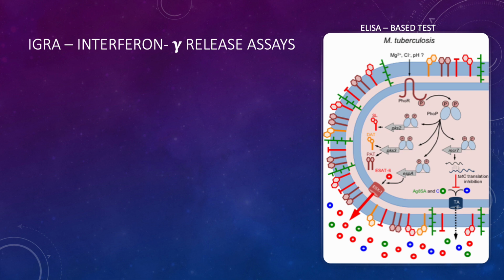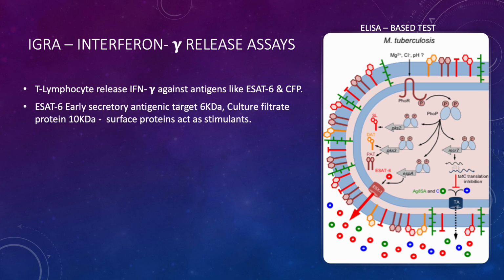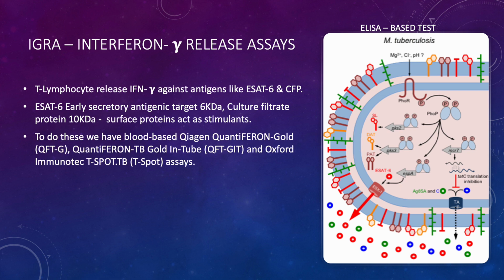So ELISA-based test, this is the IGRA, interferon gamma release assay. As you can see, there is an antigen called ESAT6 or CFP. T lymphocytes release IFN gamma against antigens like ESAT6 and CFP. ESAT6 is a secretory antigenic target. CFP is also a surface protein which can act as a stimulant.